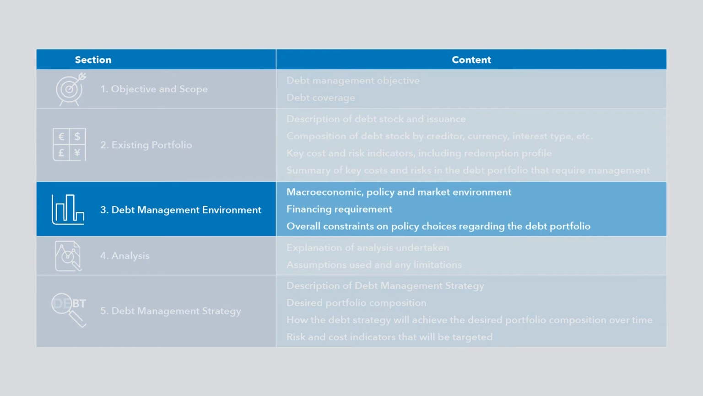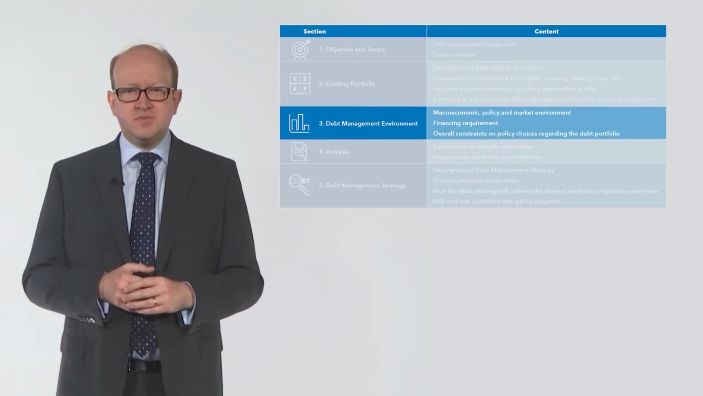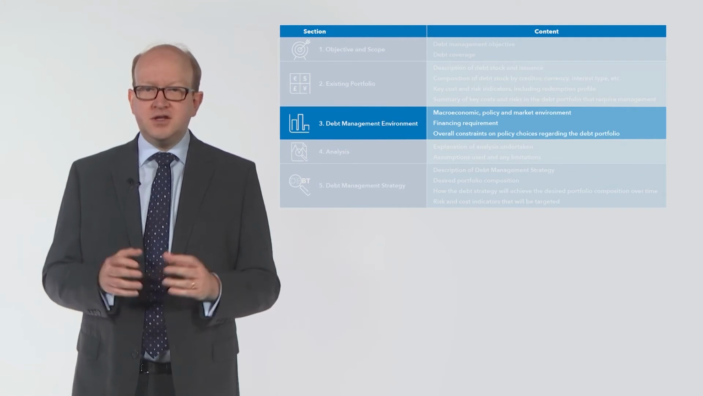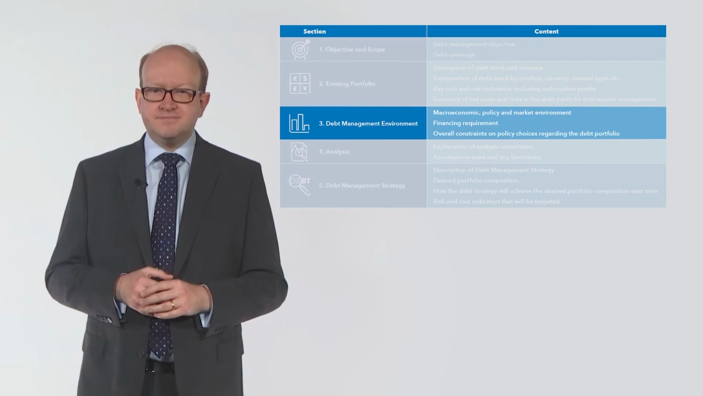Debt management environment. This section describes the environment that the debt manager faces, including the availability of financing from different creditors and markets, and the outlook for interest rates and exchange rates. It describes the fiscal outlook in terms of the implications for the borrowing requirement. Constraints on policy choices for the debt portfolio should be discussed, including those related to domestic market development and shifts in the availability of different types of external financing.